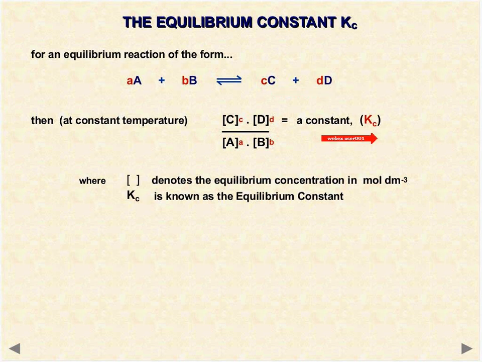Now, equilibrium law, Kc is defined as the concentration raised to the moles. So C raised to the power c, D raised to the power d. This is the product, and then you divide it by the reactant side, A raised to the power a and B raised to the power b. These are all equilibrium concentrations, so that is why their units are in moles per decimeter cube.